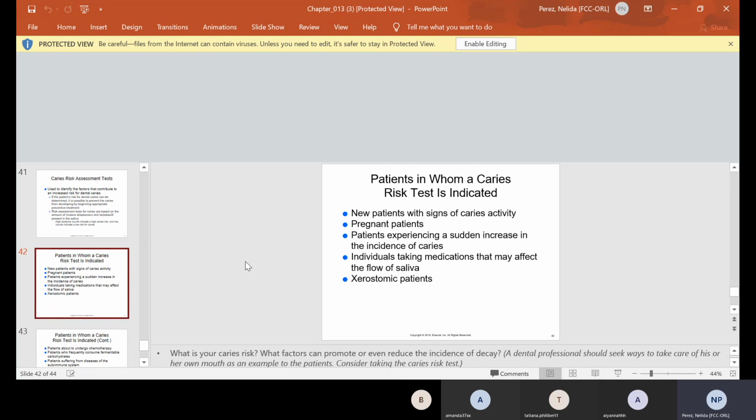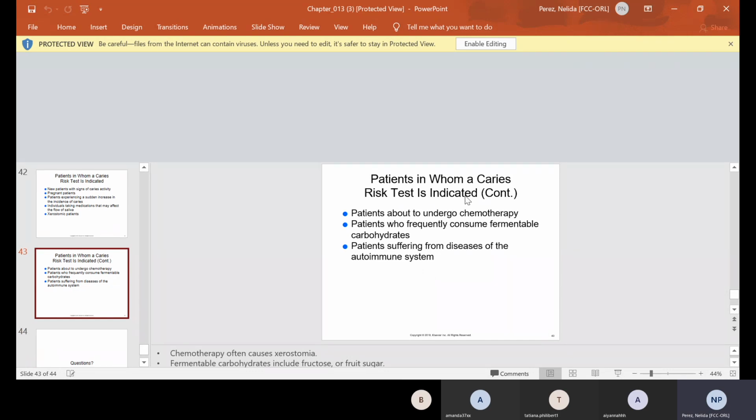Patients in whom a caries risk test is indicated are new patients with signs of caries activity, pregnant patients, patients experiencing a sudden increase in the incidence of caries, individuals taking medications that may affect the flow of saliva, and xerostomia patients. Also patients about to undergo chemotherapy, patients who frequently consume fermentable carbohydrates, and patients suffering from diseases of the autoimmune system.